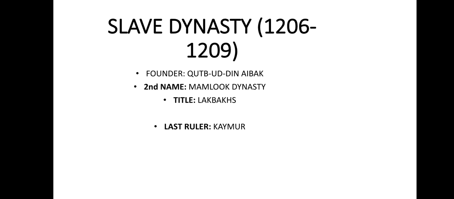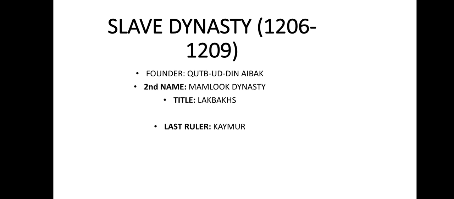He founded the first of five successive dynasties in northern India in 1206, and that's how the Sultanate was ruled by a succession of five dynasties before the Mughal Empire, which started in 1556. So let's move towards the first dynasty, that is Slave Dynasty.